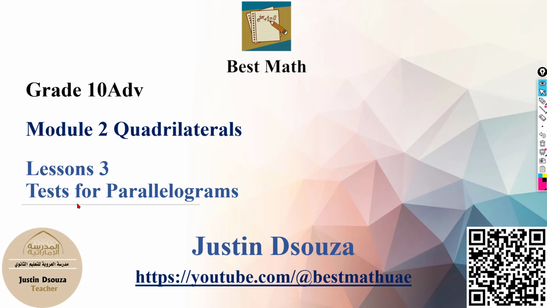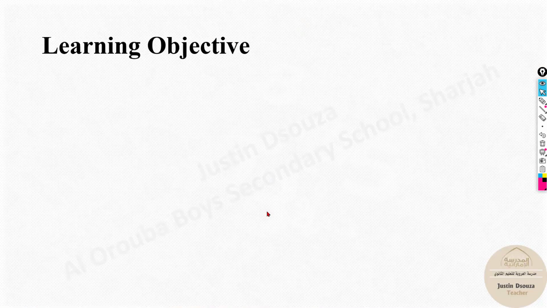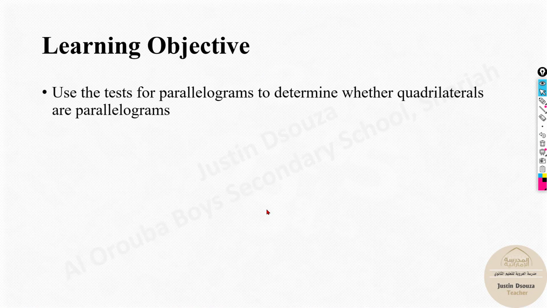This lesson is to test for parallelograms. This is a continuation of lesson 2. We dealt with parallelograms. Now we will have different cases and prove whether or not they are parallelograms. Here the learning objective is to use the tests for parallelograms to determine whether quadrilaterals are parallelograms.